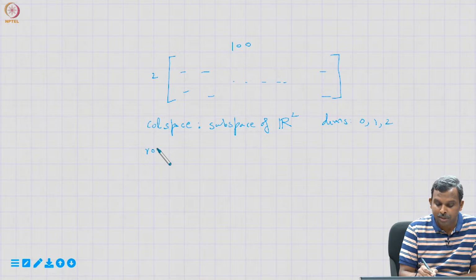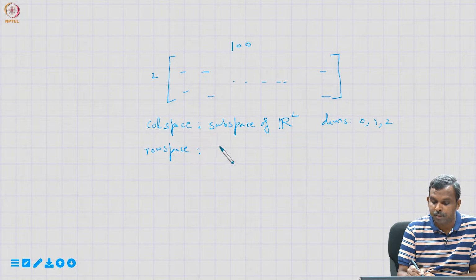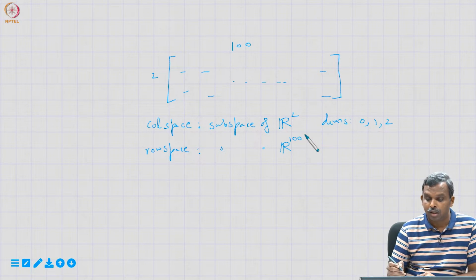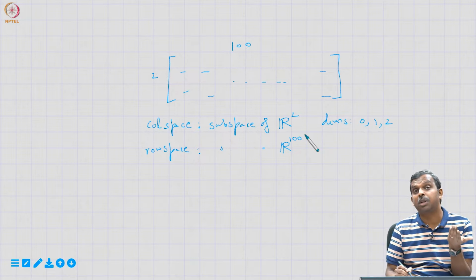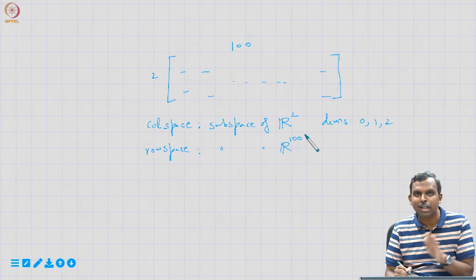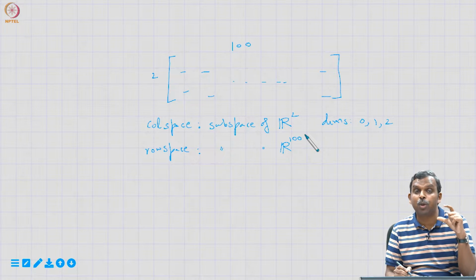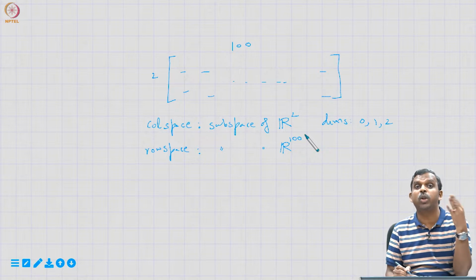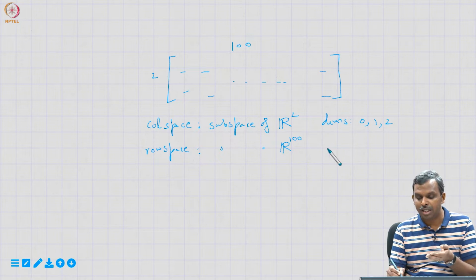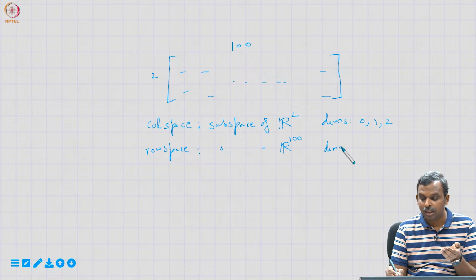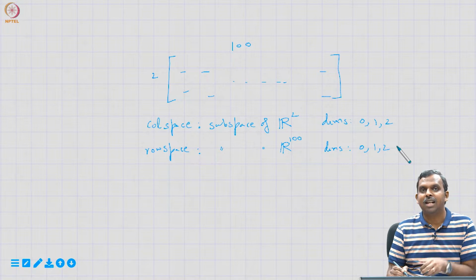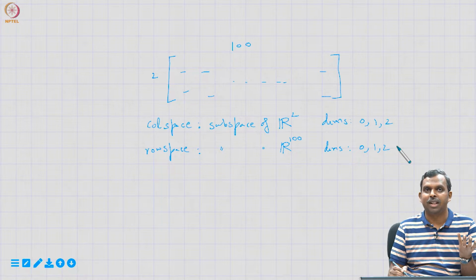Now notice what happens when I look at the row space. Even though the row space is a subspace of R power 100, you start thinking that the dimension could be up to 50, 60 and all that. All that is not possible, right? Why? Because the number of vectors in my spanning set itself is only 2. So the dimension, in spite of all this, could only be 0, 1, 2. It can't be whatever I want, right?